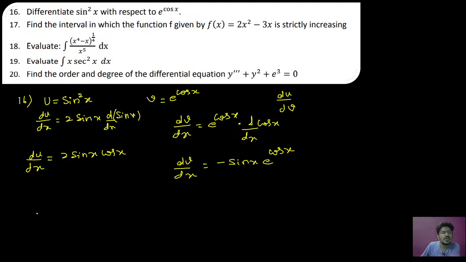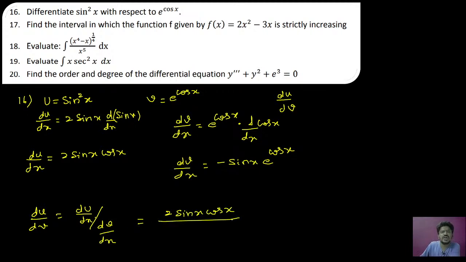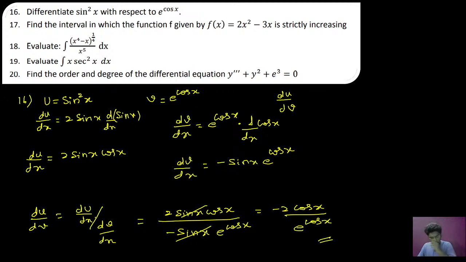So therefore du by dv will be equal to du by dx divided by dv by dx. So that will be 2 sin x into cos x divided by minus sin x into e to the power of cos x. Sin x cancels and your answer is minus 2 cos x divided by e to the power of cos x. Okay. So this is your answer for problem number 16.